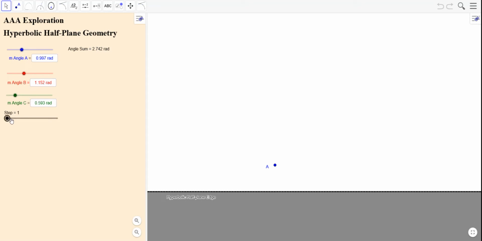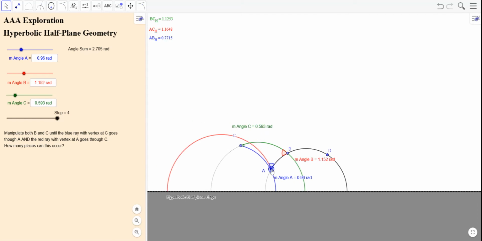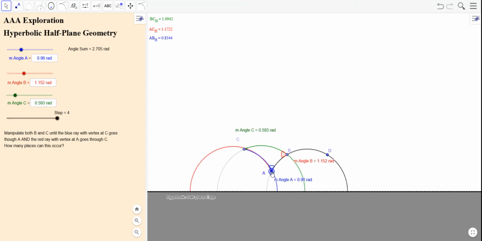All right, so this one's a little tricky. So we put an angle here, and we can move that around. We can also change the size of it. Then we pick a point there and make an angle there. And we pick a point C on the red here, and we get this. Now what do we have to do? We have to manipulate these points until the red and the blue are on top of each other.